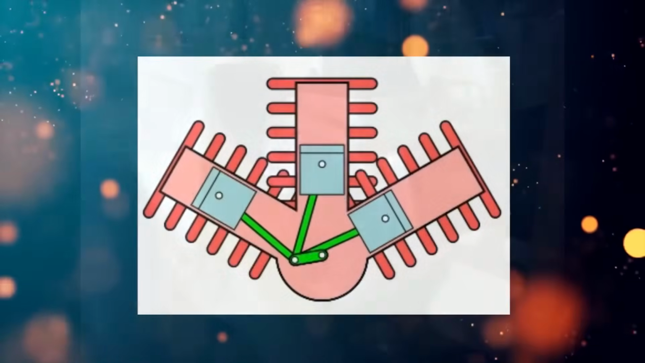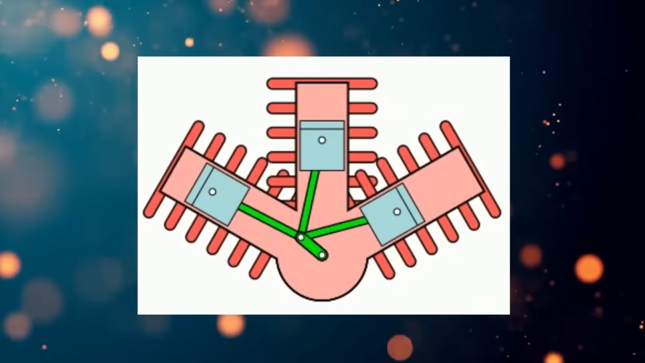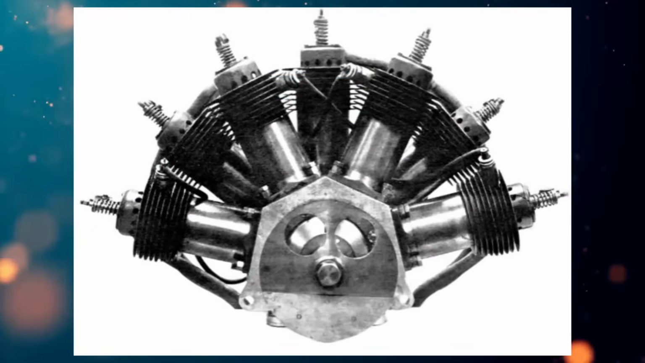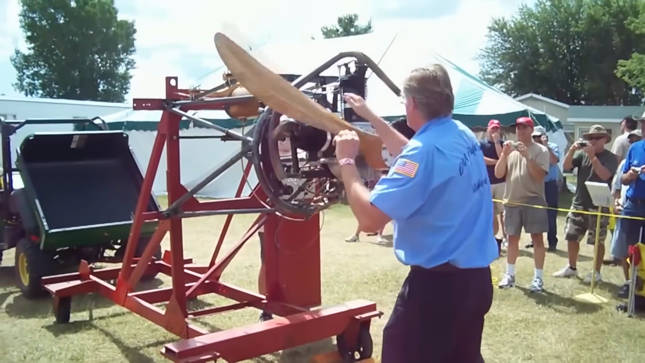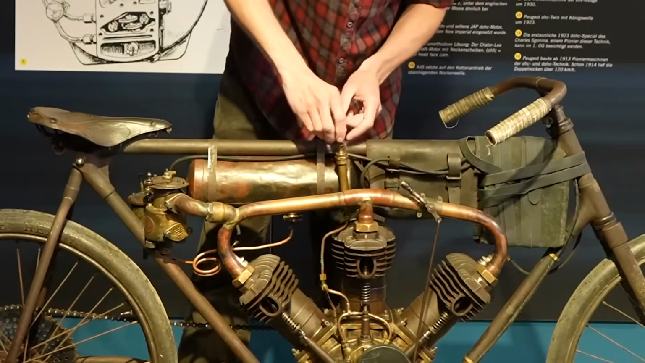What is a semi-radial engine? The name speaks for itself. Basically, it's a radial engine with some of the cylinders removed. In literature, you may come across the terms fan-shaped or W-shaped. These engines could be found in early piston aviation. Besides aviation, they were also used on some motorcycles.